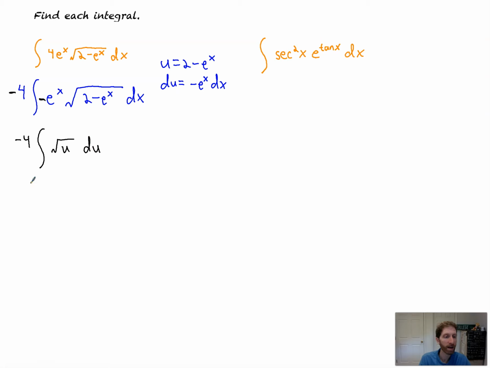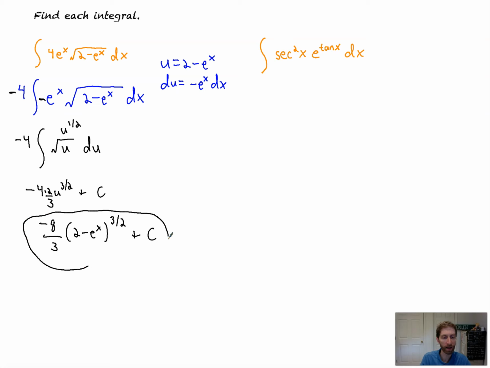Okay, now from here, I've got to anti-differentiate. Remember, that's u to the 1/2. Anti-differentiate like normal. Negative 4, that'll be u to the 3/2. If you divide by that 3/2, it's the same as multiplying by 2/3, plus c. And now from here, we have negative 8 over 3, u to the 3/2, which is 2 minus e to the x, to the 3/2. And if you differentiate that out, you will get back to that right there. It's beautiful. Absolutely beautiful.